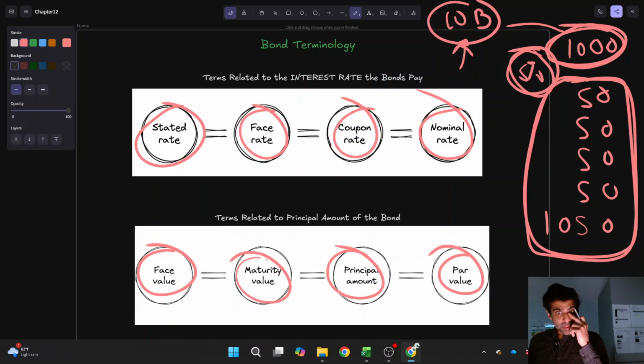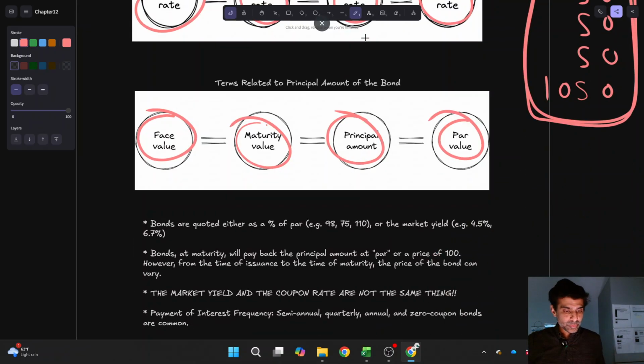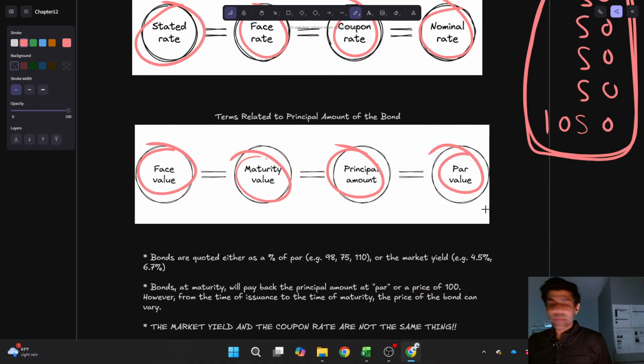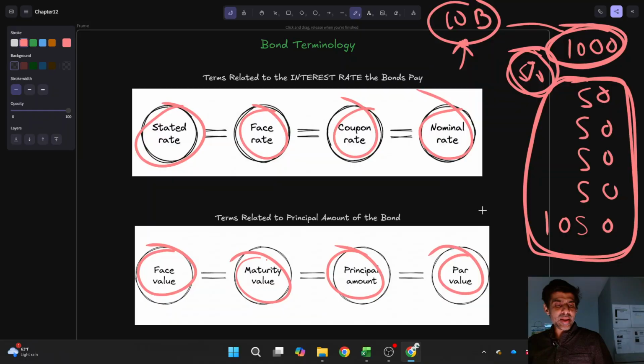Okay, so you'll see these different terms used, but they're all synonymous. The problem and the confusion comes in that the coupon rate and the market yield, meaning how much you would receive as a return, are going to differ because interest rates change over time. And I'll show you the math behind this.